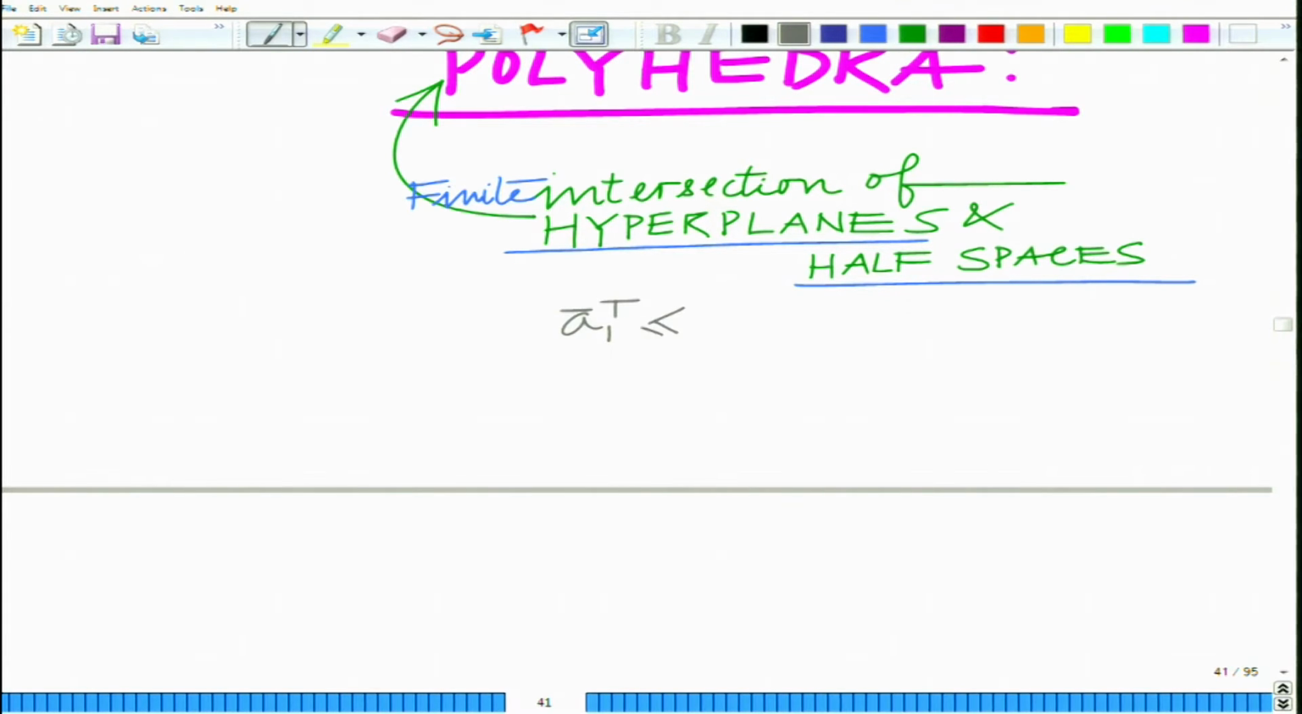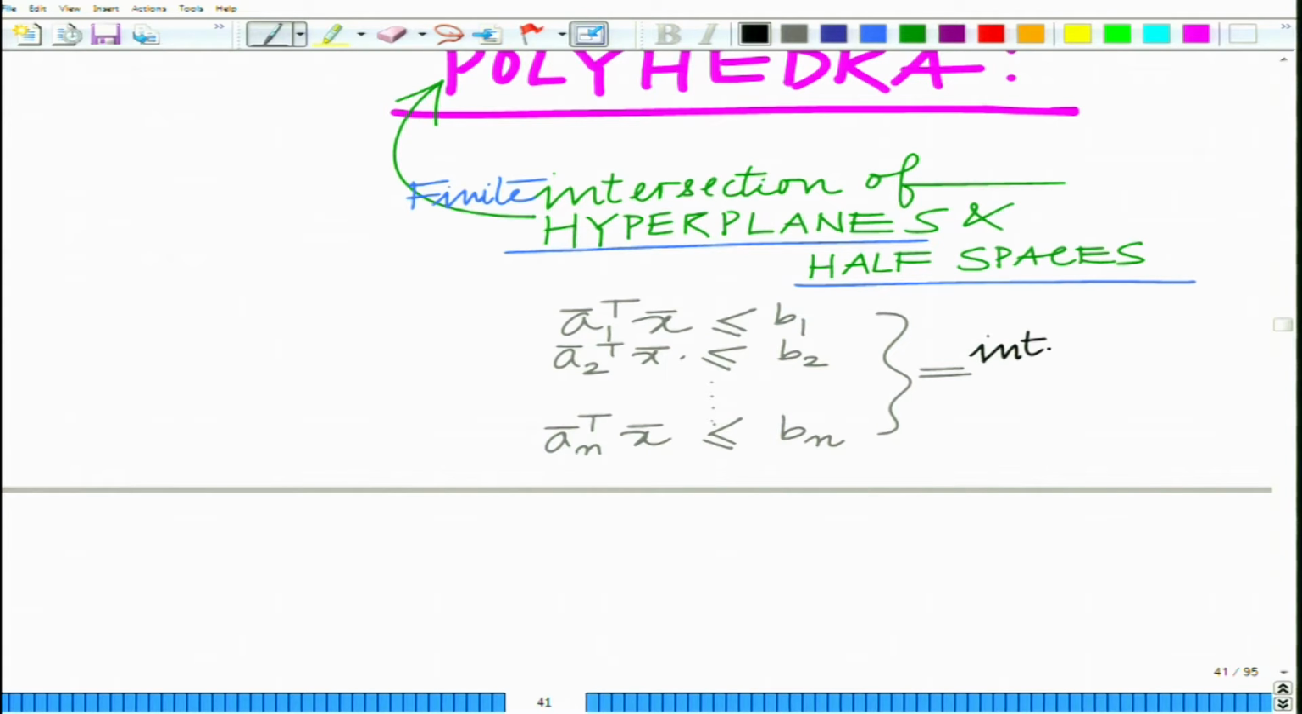So, for instance, we have seen that the half spaces can be represented as follows: A1 bar transpose x bar less than or equal to B1, A2 bar transpose x bar less than or equal to B2, and so on, An bar transpose x bar less than or equal to Bn. This is an intersection of half spaces.